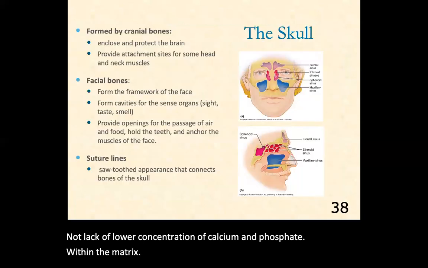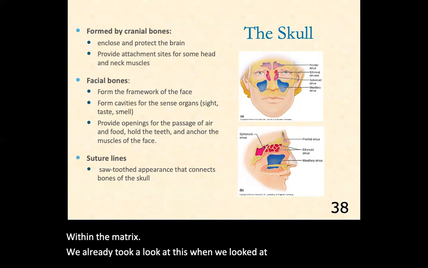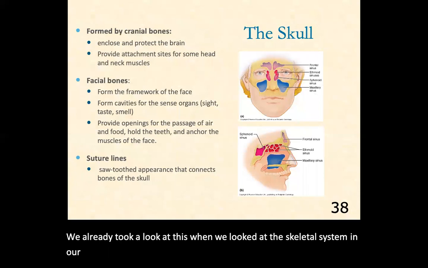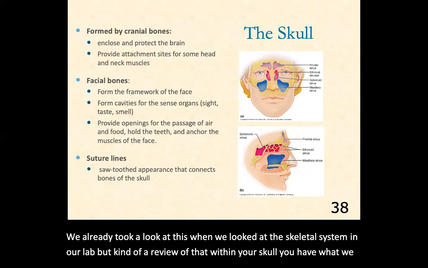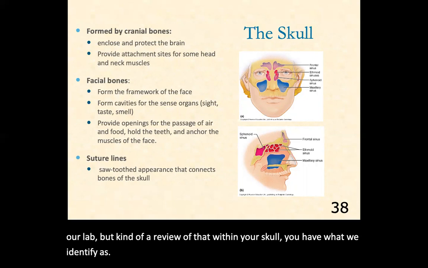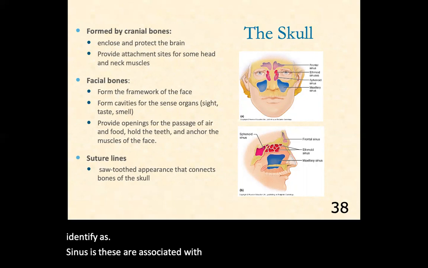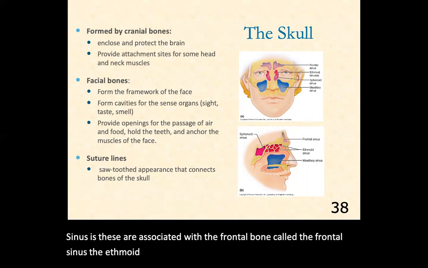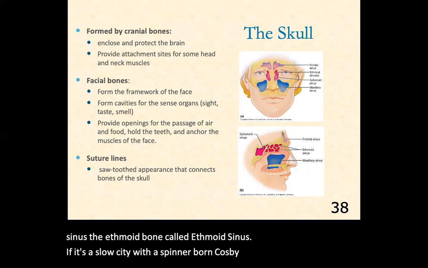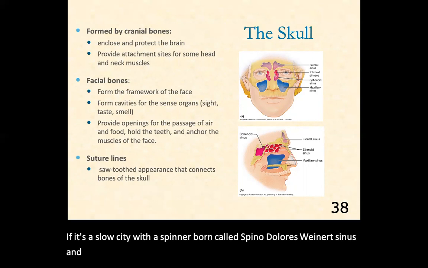We already took a look at this when we looked at the skeletal system in our lab, but kind of a review of that. Within your skull, you have what we identify as sinuses. These are associated with the frontal bone, called the frontal sinus, the ethmoid bone, called ethmoid sinus. If it's associated with a sphenoid bone, called sphenoidal or a sphenoid sinus. And lastly, if it's associated with your maxilla, depicted in blue, that would be your maxillary sinus.